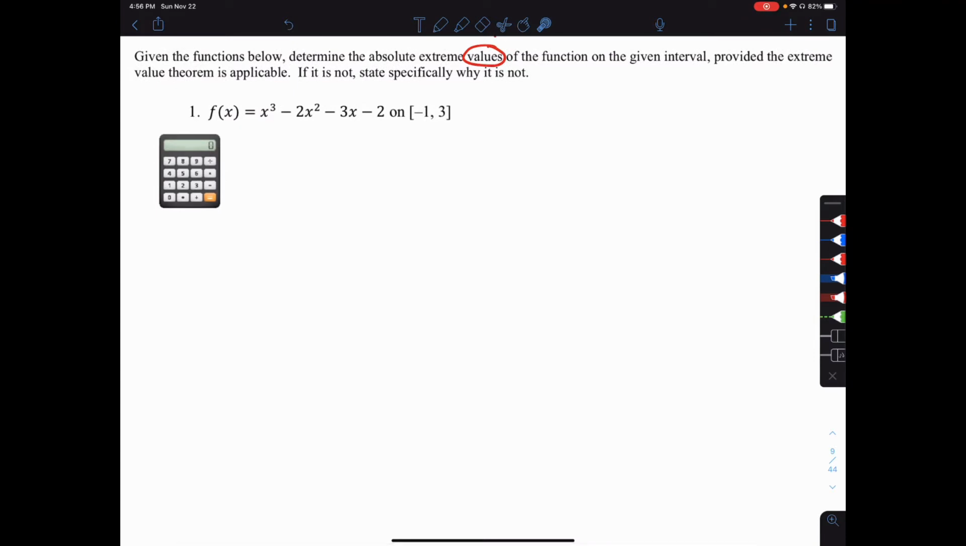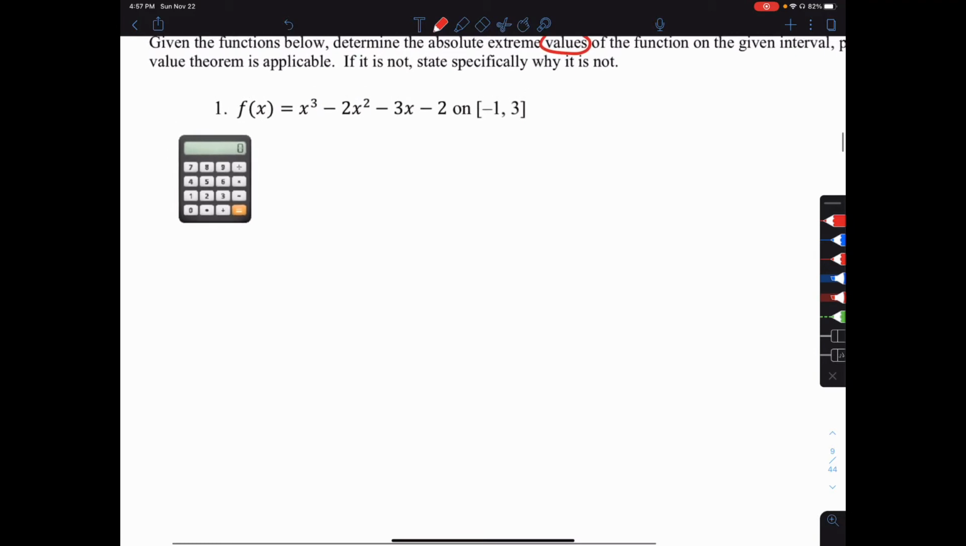In order for this to be applicable, it has to be a closed interval. Check. This function has to be continuous on this domain. Also check. This is a polynomial function. All polynomial functions are continuous. We can use a calculator for this, denoted by the picture of the calculator.